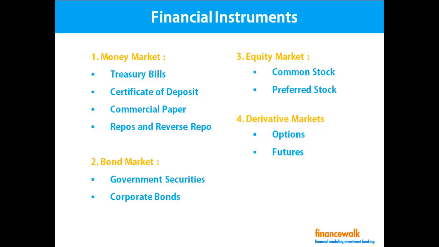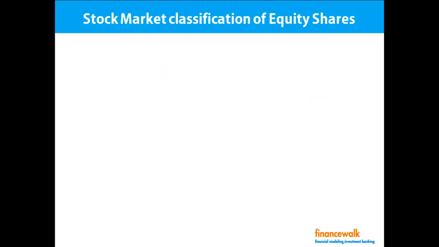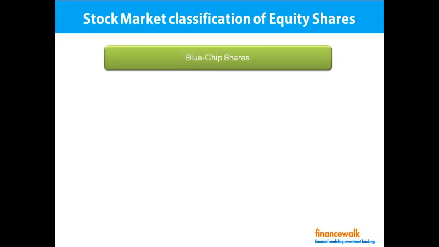So let's stick to our study, that is the equity market, and let's see the stock market classification of equity shares. This classification is important for you, because you will be using these keywords. First is blue chip shares. Blue chip shares are of large, well-established and financially strong companies with an impressive record of earnings and dividends. I repeat, shares of large, well-established and financially strong companies with an impressive record of earnings and dividends. Companies like Reliance, Infosys, Tata Steel, Tata Motors qualify for this category, right?